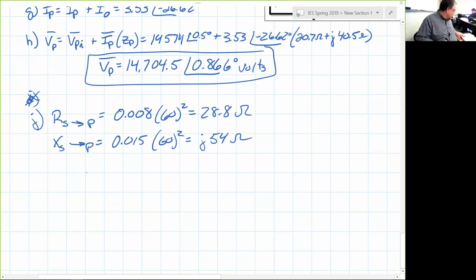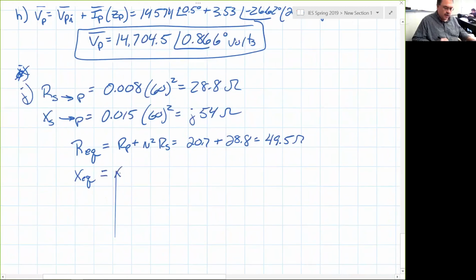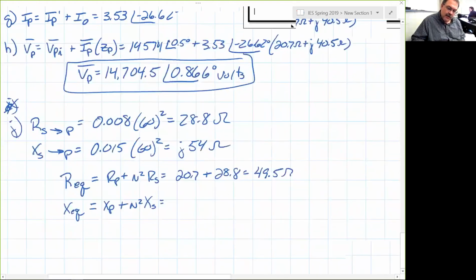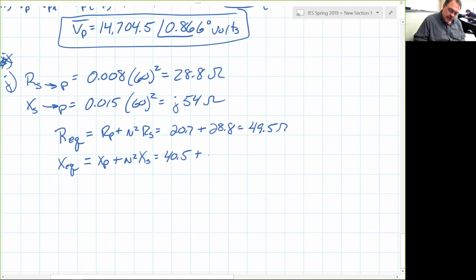Okay. And then what I was saying earlier, the other thing I might be inclined to write then is R equivalent and X equivalent. And then R equivalent would be R primary plus N squared R secondary, or 20.7 plus 28.8. Now I think I get 49.5 when I do that. And X equivalent would be X primary plus N squared X secondary, and that would be 40.5 plus 54, and I get 94.5 ohms.